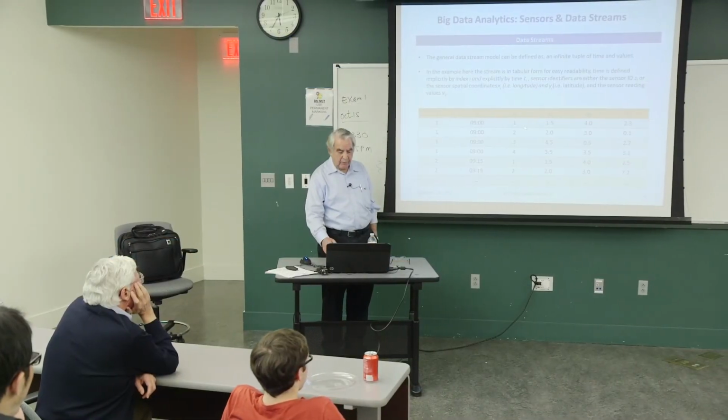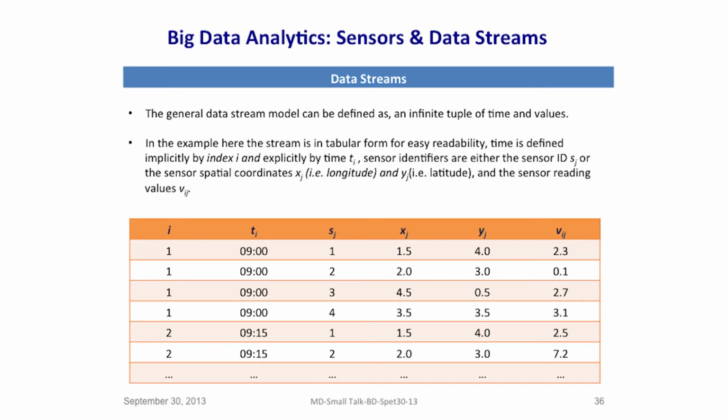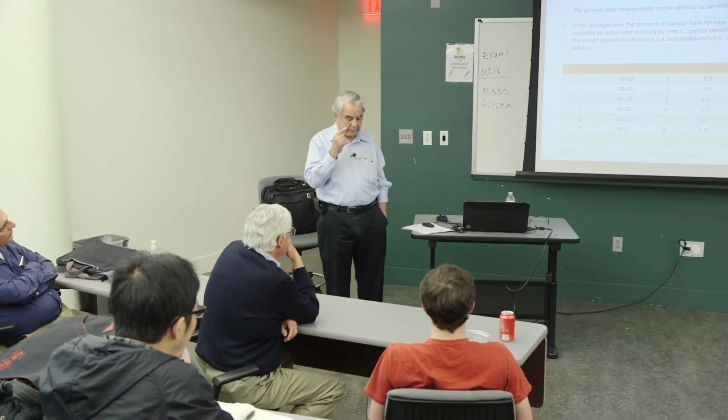So if there are only 4 sensors in the world, at 9 a.m., sensor number 1, which is located at these coordinate points, generated 2.3. Sensor number 2 at the same time, which is located here, generated 1.1. At the same time, sensor number 3, sensor number 4, you see? And then at time 2, which is 15 minutes later, which is again not realistic, it's going to be every second. Every second.